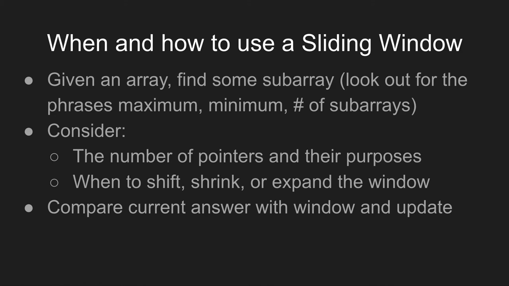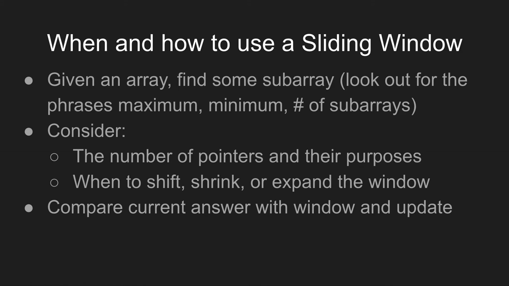So when you're implementing a sliding window, a few things you want to consider are the number of pointers that you are going to use, as well as their purposes, and also when you want to shift, shrink, or expand the window. So when you want to modify the window in any way. The most common pointers are one for the start of your window and one for the end of your window. However, there are more advanced problems with 3 pointers.